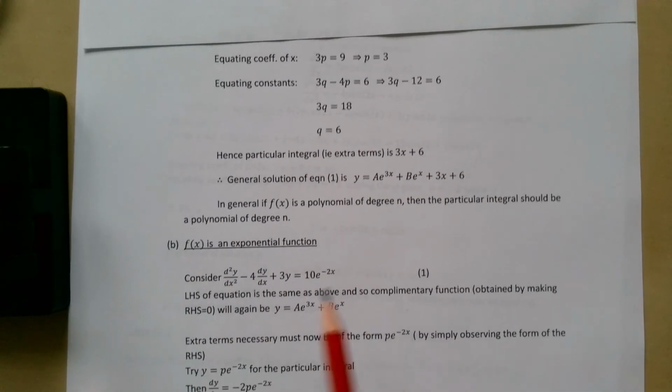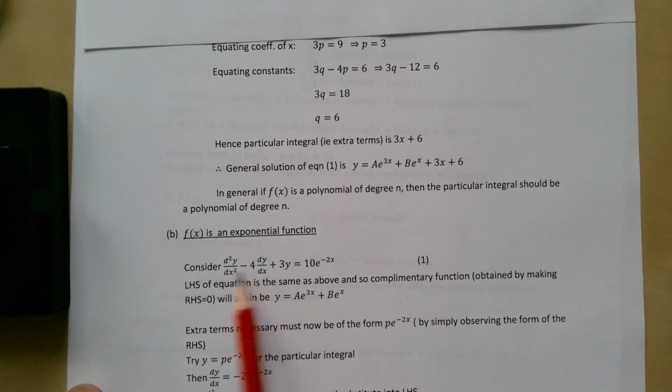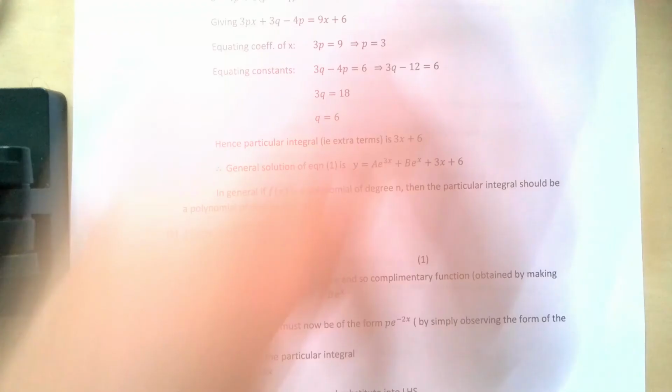Second part then, if it's exponential, so you'll note we have the same complementary function, because the same numbers are here, but then we have 10e to the minus 2x. So let's see then where this takes us.